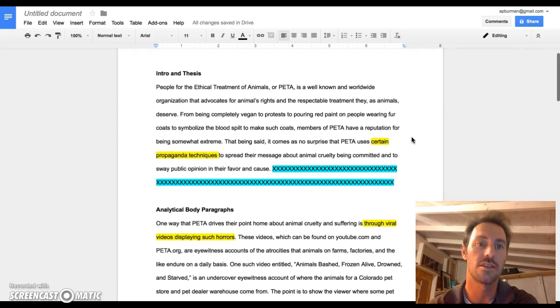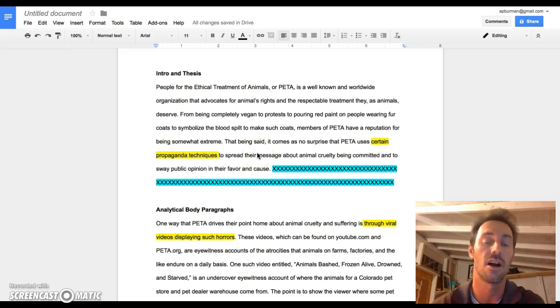Here we have a project that a student has decided to do on the organization PETA. And so the student starts by writing an introduction about PETA, which is pretty good. And then at the end of that introduction, the student has the thesis. And the thesis thus far reads as follows. That being said, it comes as no surprise that PETA uses certain propaganda techniques to spread their message about animal cruelty being committed and to sway public opinion in their favoring cause.